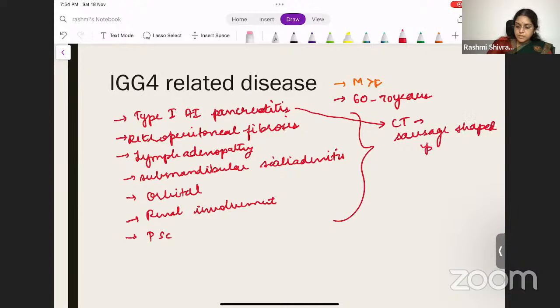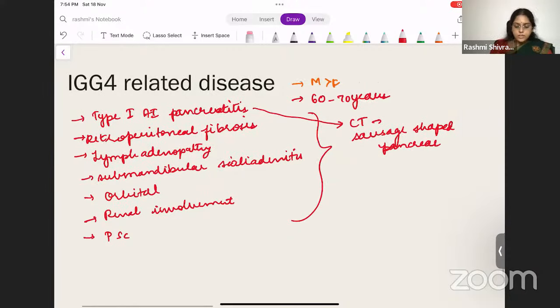Sausage-shaped pancreas. Yes, readers also. So there is some inflammation everywhere. All of these you should correlate and try to see whether IgG4 related disease is there in this patient. So pancreatitis is very, very common. Retroperitoneal fibrosis you rarely see in these patients, but you need to keep all of these in mind. So whenever you have a diagnosis of retroperitoneal fibrosis, you should go back and see whether the patient can have an IgG4 related disease also.